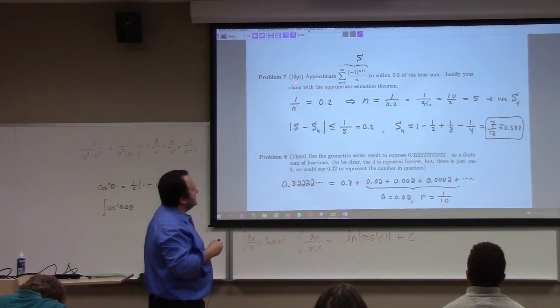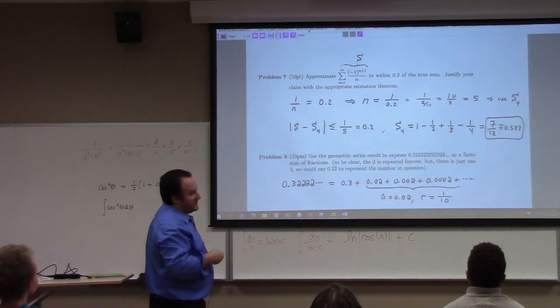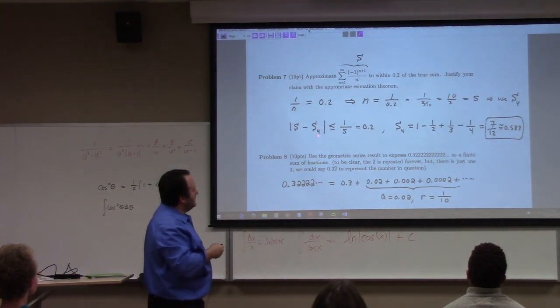So the terms in this are like 1 over n, right? So I want 1 over n equal to 0.2. That's 5. So if I use the fourth partial sum, up to 4, that should do it, because the next one, which is 5, is 0.2. And so that's 1 minus a half plus a third minus a fourth, which is 7/12, which is 0.583.